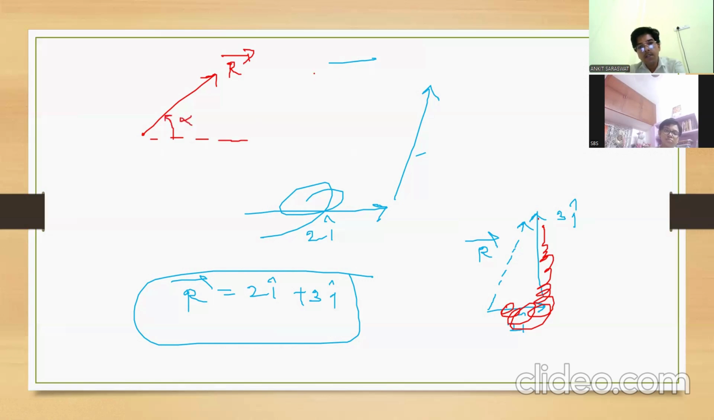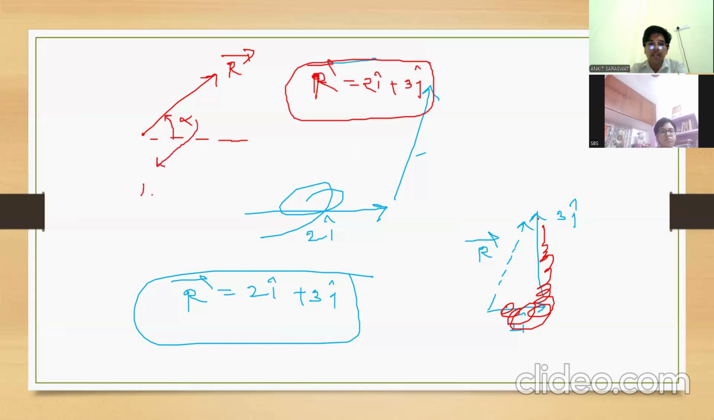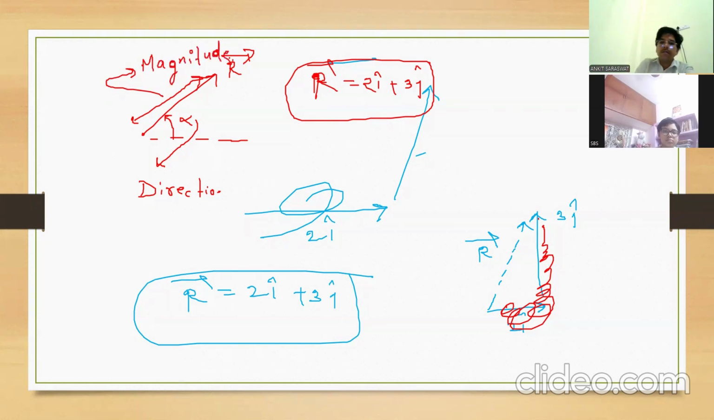Clear? So the resultant vector is here, 2i plus 3j. Once I teach, this will be alpha. Alpha will give the direction of the resultant vector. Its length will give the magnitude. Yes, sir. How to find this alpha and magnitude, we will discuss in the next lecture. So if you know the resultant vector, no need to worry regarding any other.